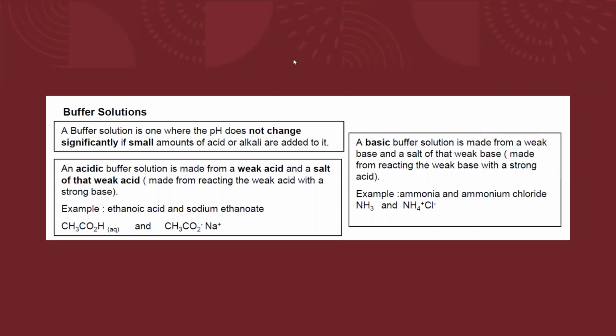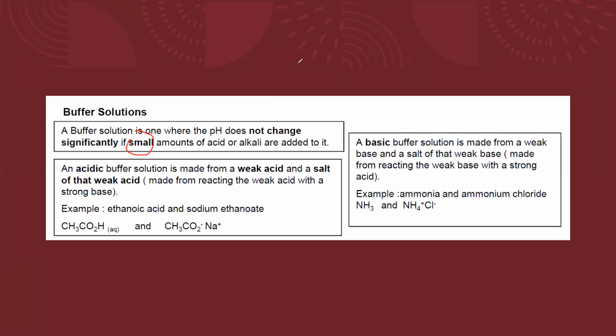Then what is a buffer solution? A solution which resists change in pH. If you add a small quantity, and that's the important thing, not too much, of acid or alkali and the solution does not change its pH, we call that solution a buffer solution. You can have an acidic buffer solution or a basic buffer solution. An acidic buffer solution is a mixture of a weak acid and its salt, and a basic buffer solution is a combination of a weak base and its salt.